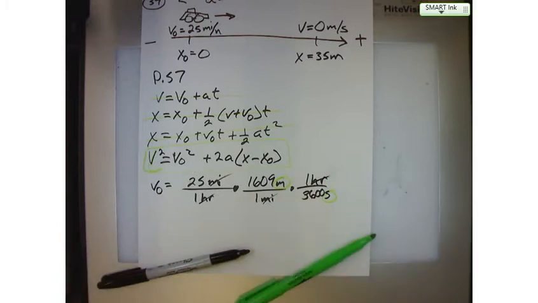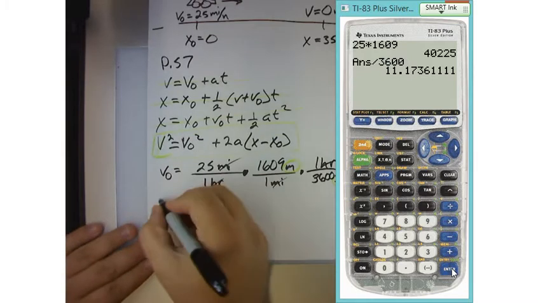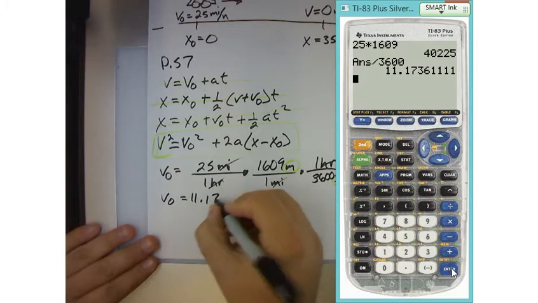So I'm going to pull up my calculator, and I'm going to say 25 times 1,609, and then I'm going to take that number and divide it by 3,600. Cool. So my initial velocity is actually 11.17 meters per second.